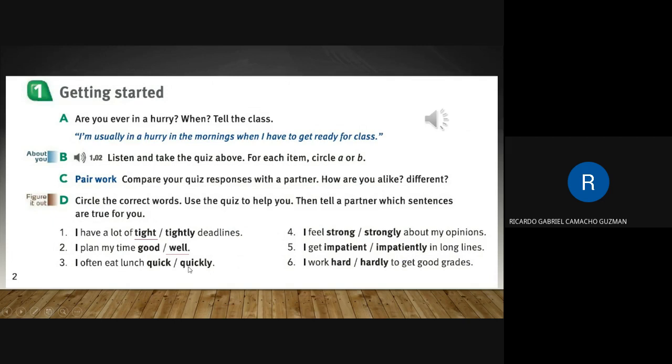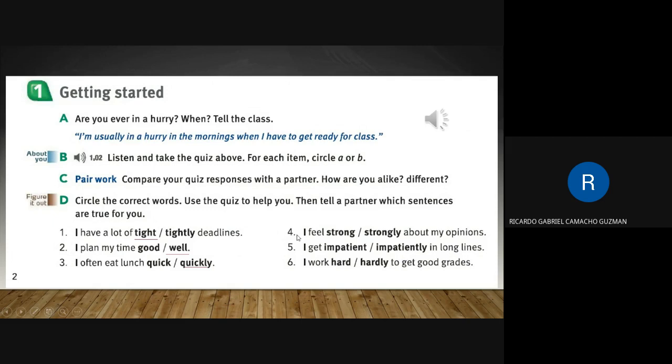What about the next one? I often eat lunch quick or quickly. Quickly. Okay, quickly. All right, everyone says that it's quickly, and yes, it is quickly. How do we know that it's quickly? Because we are talking about how you describe the action, that is, eating the lunch. I often eat lunch quickly.